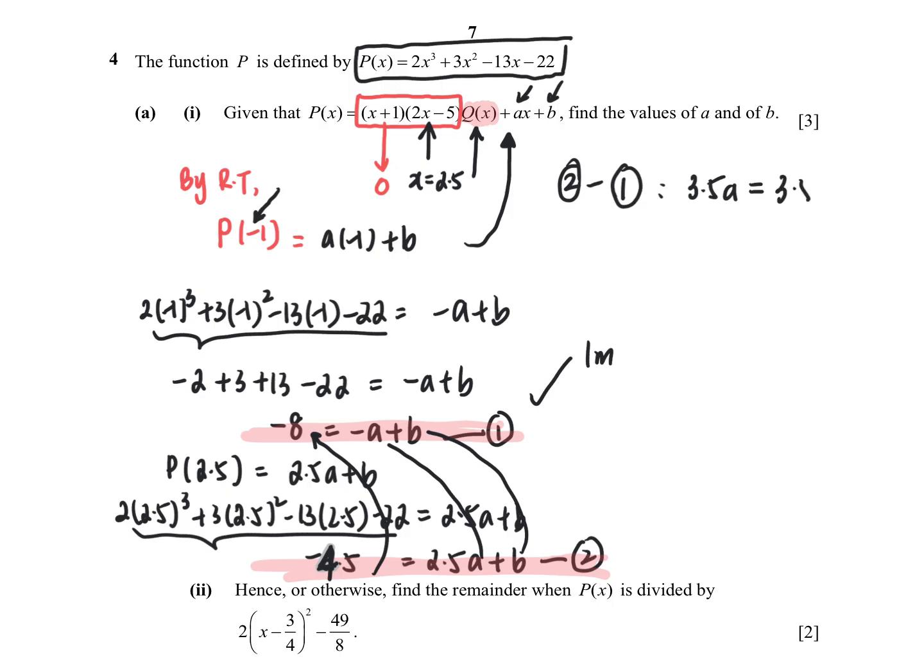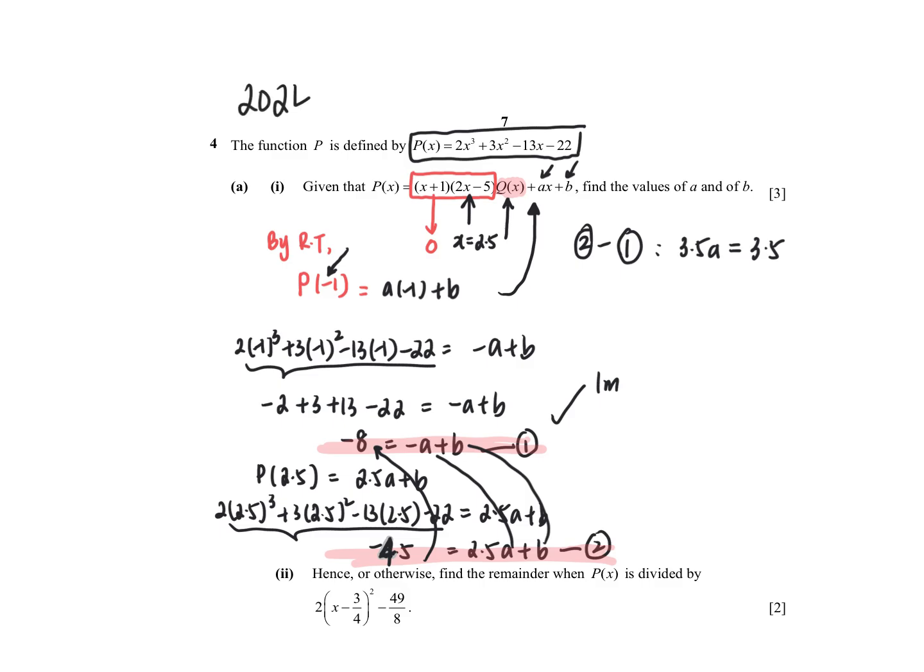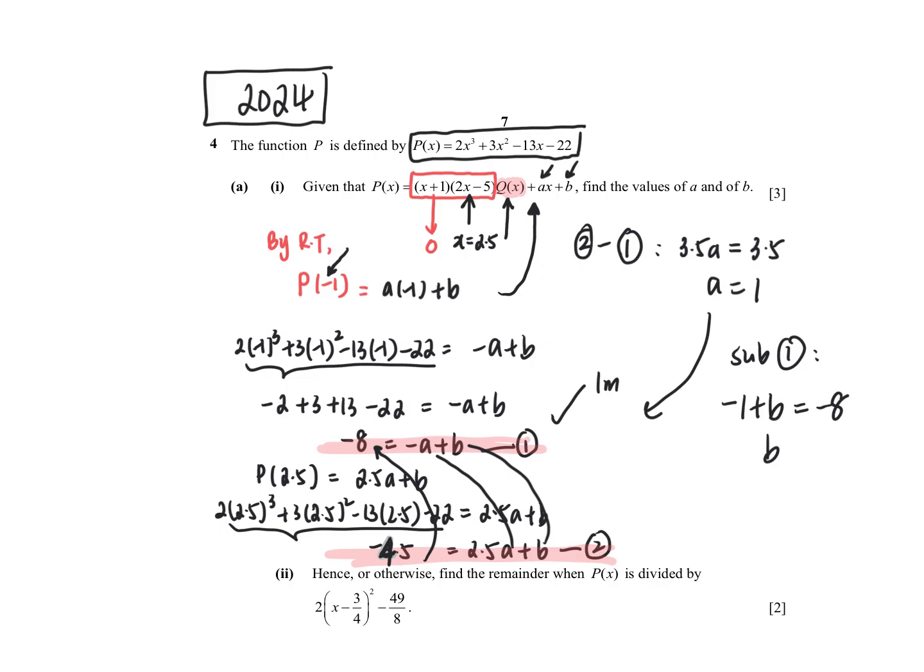3.5. Wait, Miss Mom, what paper is this? This is 2024. Oh. Okay, A math paper. Okay, so A is just 1. After you solve for A, you can sub into equation 1. So you will get minus 1 plus B equals to minus 8. So B is negative 7. Okay? So if you see Q in the expression, don't be scared. It just means the same thing.